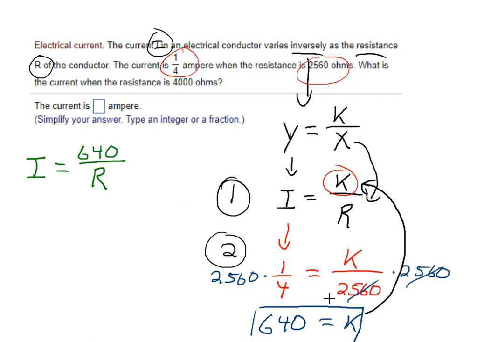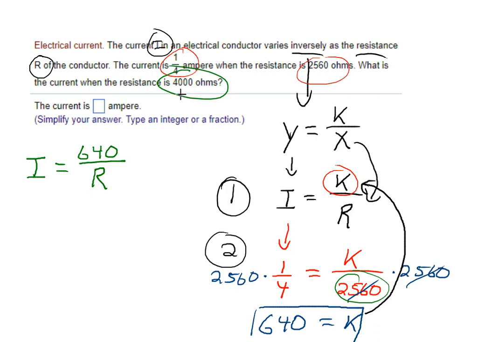Now we don't leave 2,560 plugged in for R because R is a variable. So the difference there, even though they're both letters, there's a big difference. A constant is a fixed number that doesn't change. A variable is a letter that represents a value that can change and will change. So we don't want to permanently plug in 2,560. We only did this temporarily so we could find K, and then we go back to calling it R because the value is going to vary. It's going to equal something different in just a minute.